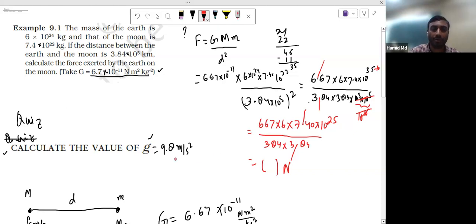Maza, did you get the value of small g? No, sir, I'm fine. Okay. We already calculated it in the last class, right? So once you are done with this question, then solve the next question: calculate the value of g. If you are having any issue, ask me, I'll give you a hint.